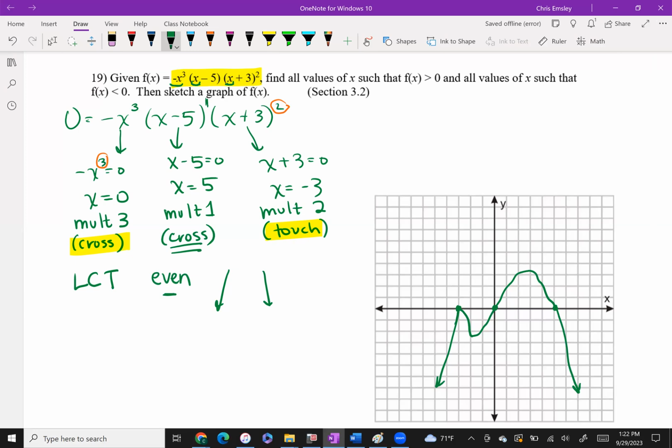Should be a little smoother if I drew it well, but you get the idea. We are just looking for a rough sketch here of our graph. Let me fix that just a little bit. Good enough. There we go.